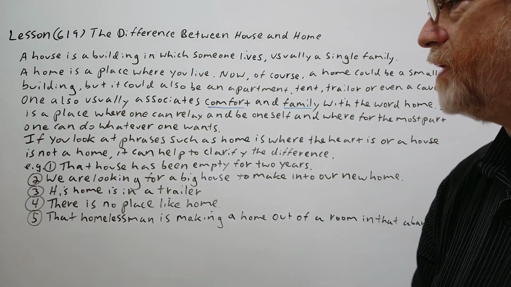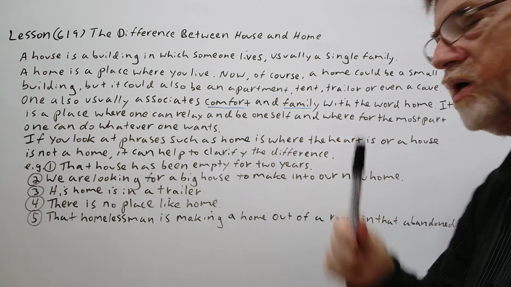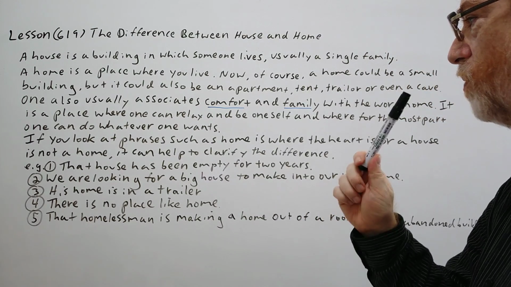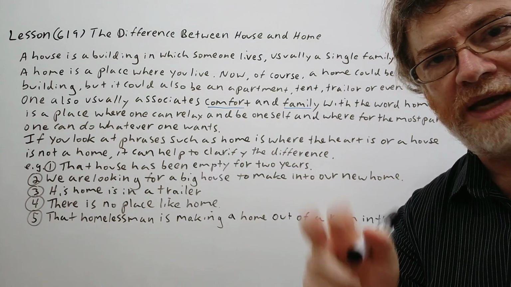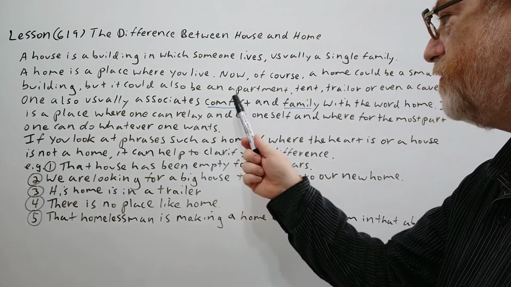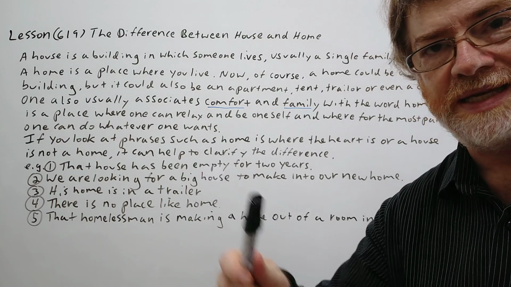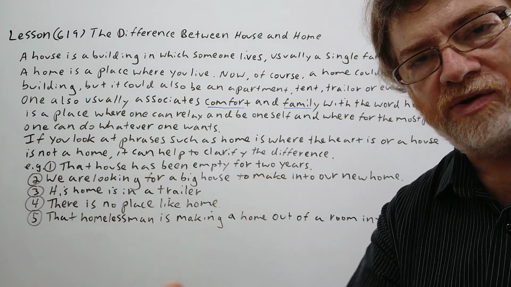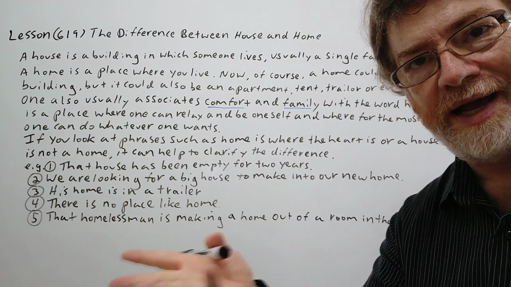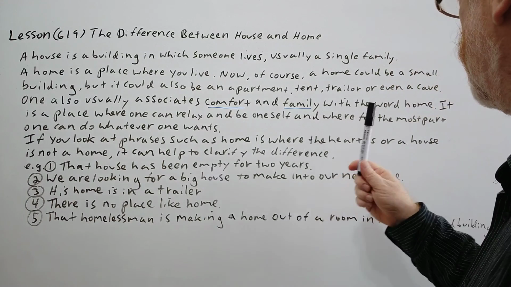So let's continue. One usually associates comfort and family with the word home. Okay, so this is really the key part. You have to have at least comfort, and usually both of them. Now, if you're single and you live by yourself, probably the focus is on comfort. But if you are with a family, it's the family too, because it's the love and the closeness, and where you feel like you could depend on somebody else there to help you. This is kind of the idea connected with home.